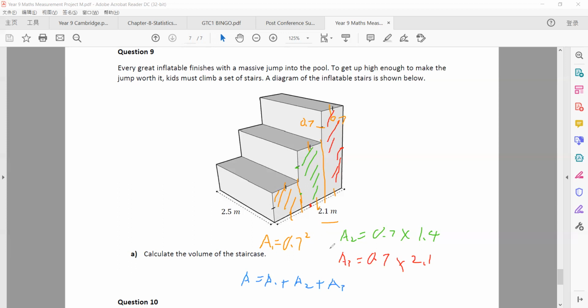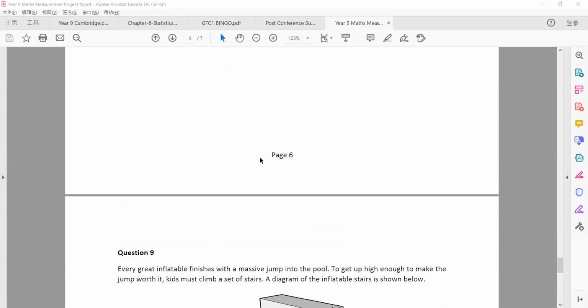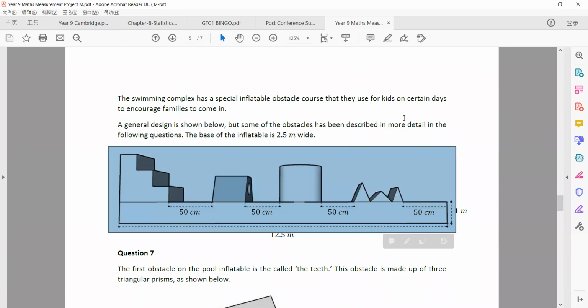And for the volume, you multiply by the height, so the volume equals A times H. H will be your 2.5 meters. Then you substitute and you get your answer. Good. Okay, so let's look at question 10. In question 10, we explore the whole inflatable, which is the previous thing here. That's this part. So what do we do here?